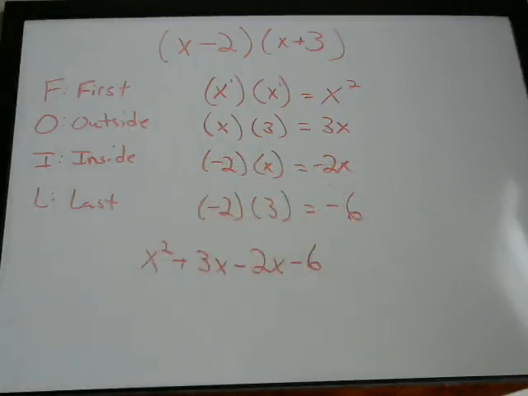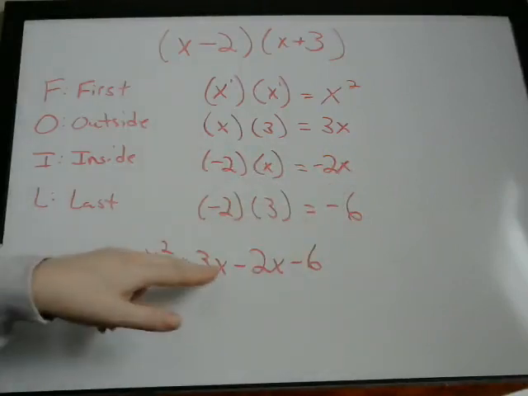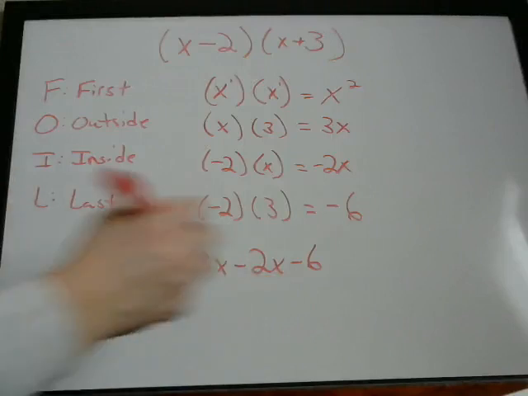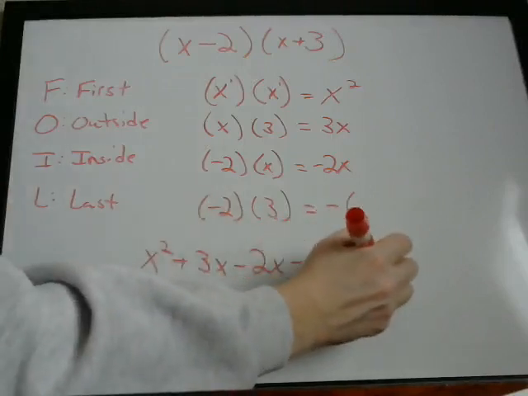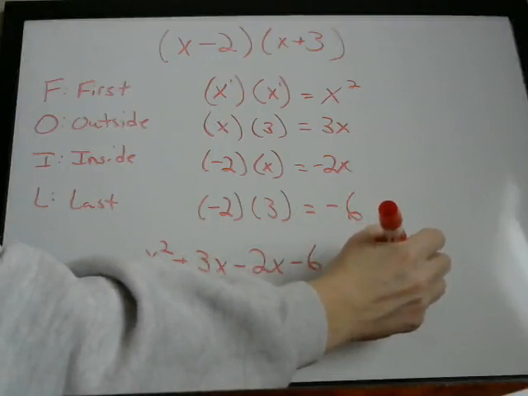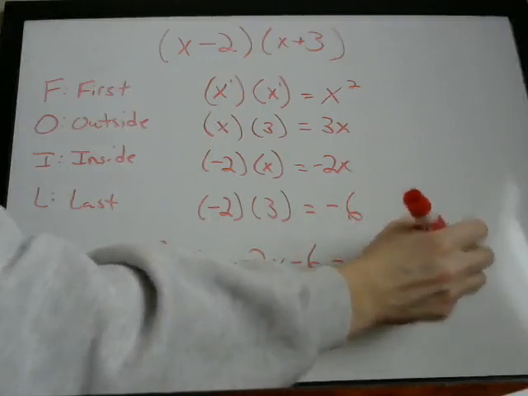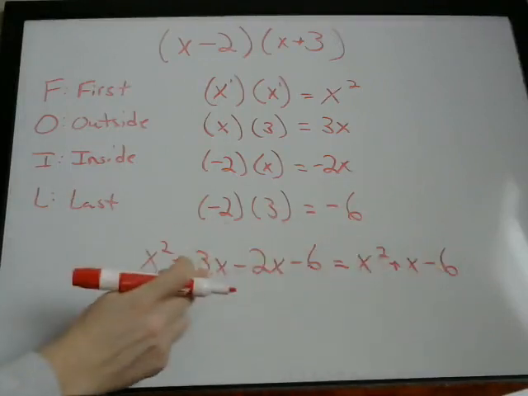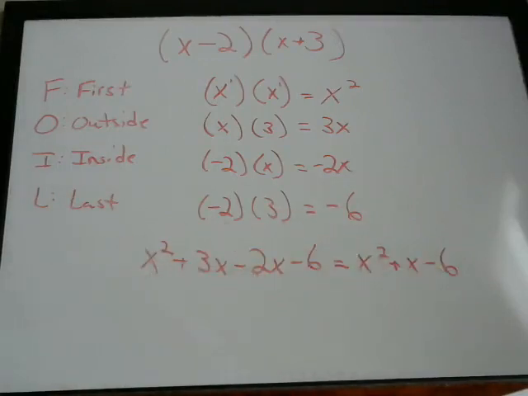Now, if you remember when we were adding polynomials, in that video, here we can combine these, right? Because there's an x and there's an x. So 3x minus 2x just equals x. If you don't know how to do that, watch the part 1 video. So this becomes x squared plus x minus 6, because 3x minus 2x is x.